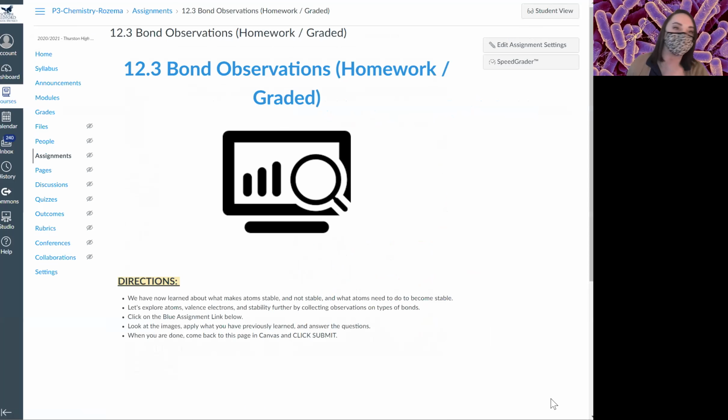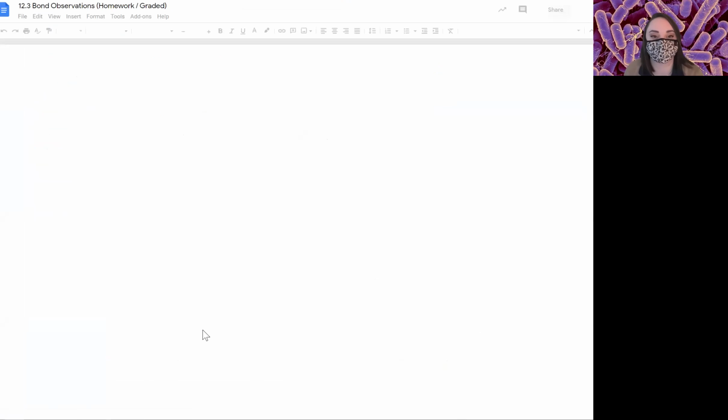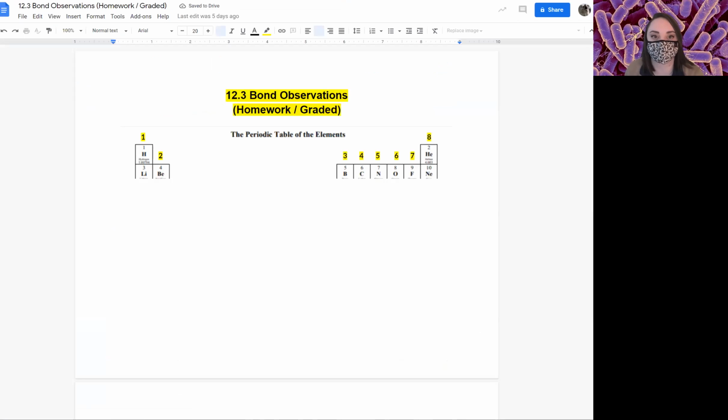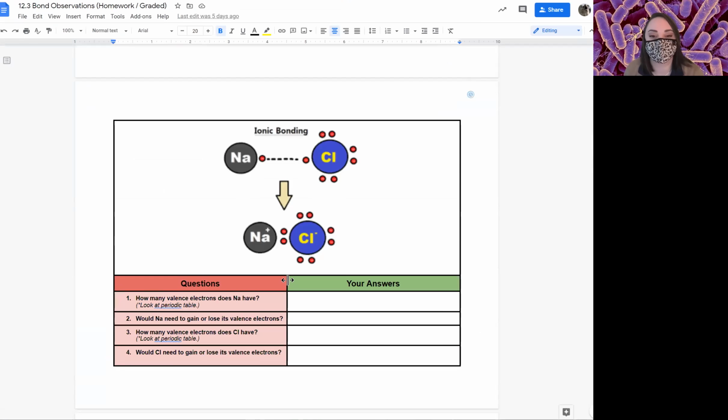All right. So now in Canvas, if you can click to 12.3, bond observations, homework. So it says, now that we've learned about what makes atoms stable and not stable and what atoms need to do to become stable, let's explore atoms, valence electrons, and stability further by looking at bonds. Okay, so I'm going to click on the assignment, just like you would to open it up. I got a copy of the periodic table at the top for us to use. And we've done something like this before. So in this one, you have not learned about these bonds yet.